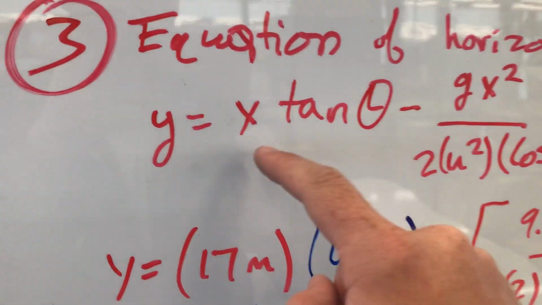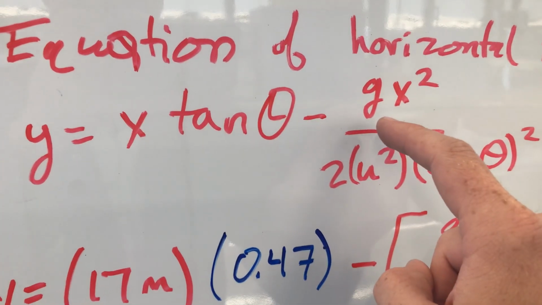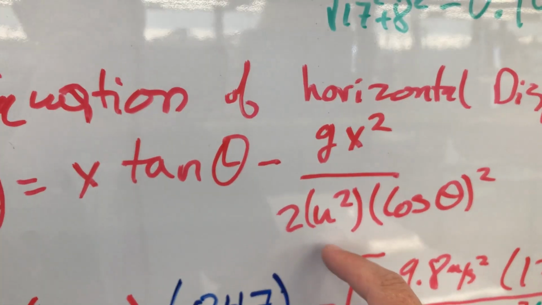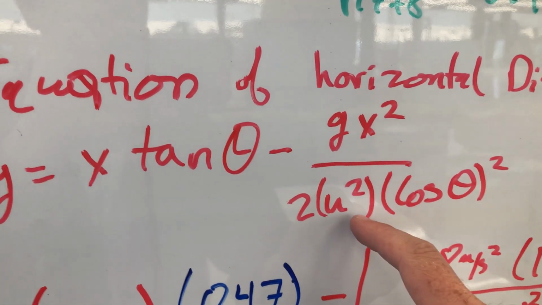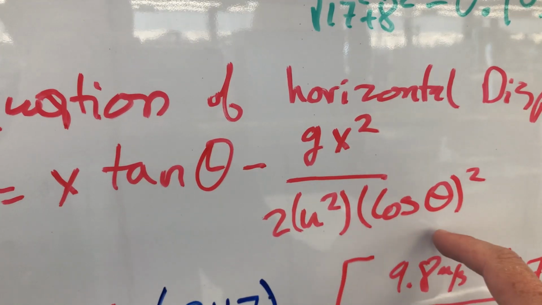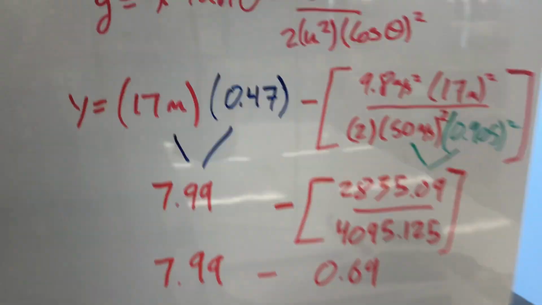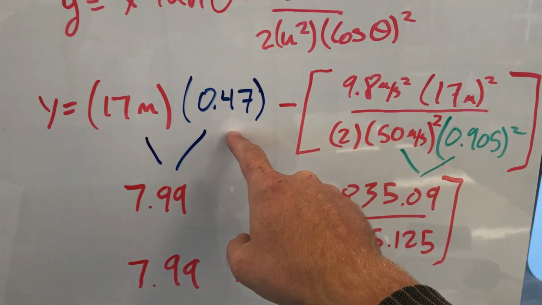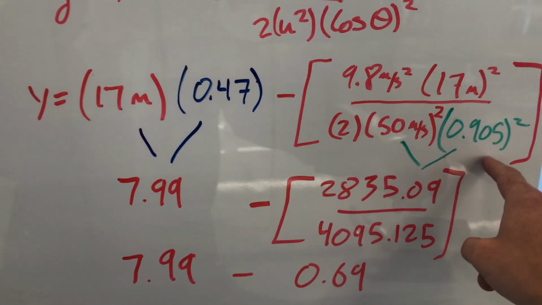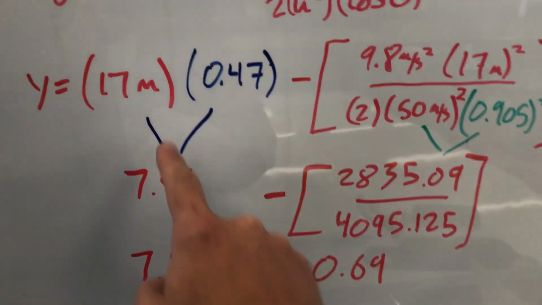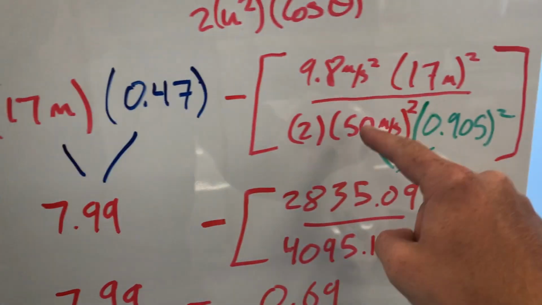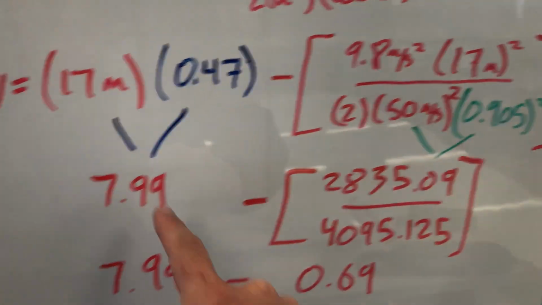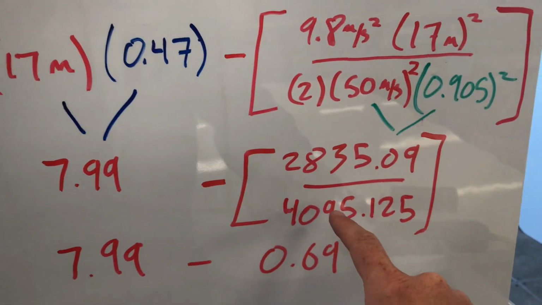Okay, so x tan theta, subtracting gravity times x squared over 2 times our velocity on that vector, v squared cosine squared theta, okay? So here's our full equation after plugging everything in. This came from our x formula, this came from our y formula. This is a known, this is a known, this is a known, this is a known. So we just plugged it all together and we came out with these larger numbers.